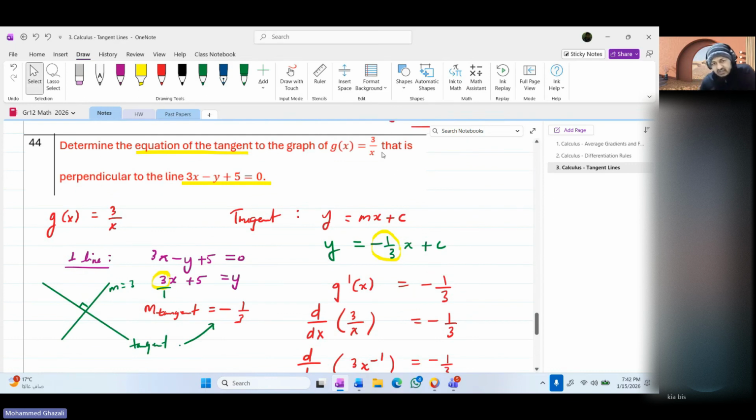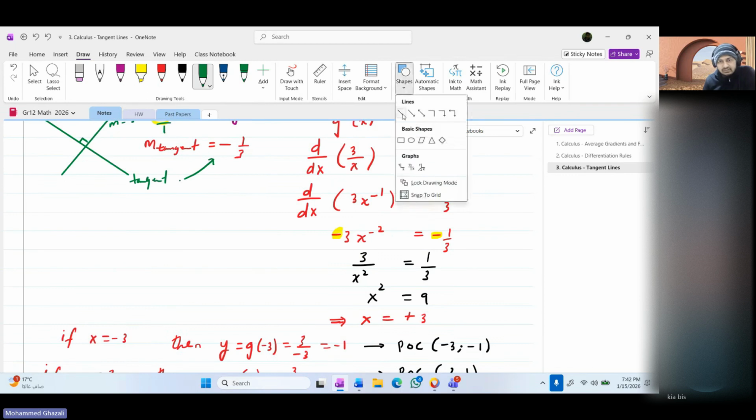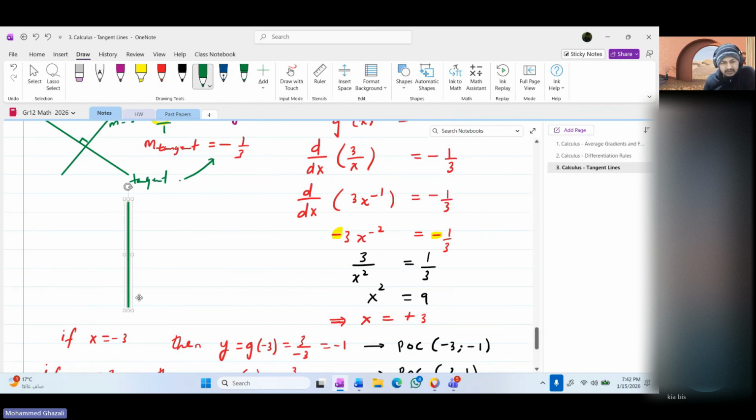Anyways, if you try to analyze this graph, g of x is 3 over x. What does the graph of 3 over x look like? I just want to give you a visualization of what's happening here. 3 over x is a graph which is in the first quadrant, and there is a graph which is in the third quadrant, which is a hyperbola function, 3 over x.